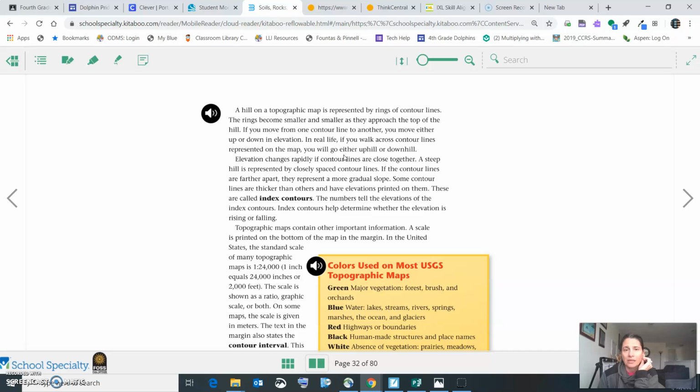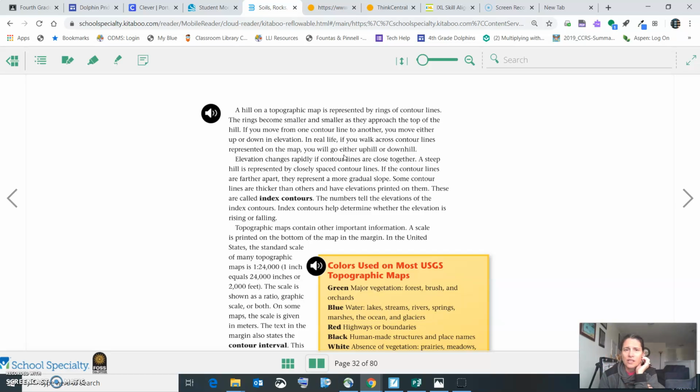Elevation changes rapidly if contour lines are close together. So if those lines are close, that means it's a steep hill. A steep hill is represented by closely spaced contour lines. If the contour lines are farther apart, that means it's just a gradual slope, not steep.